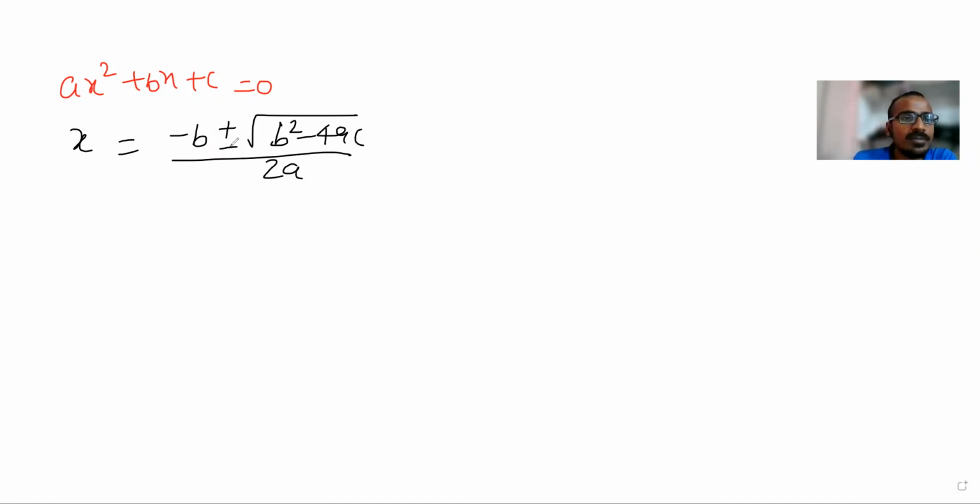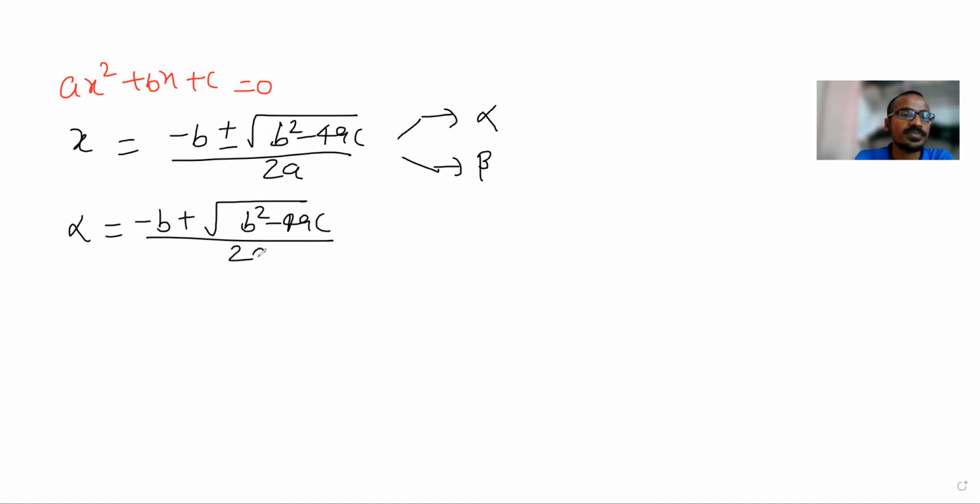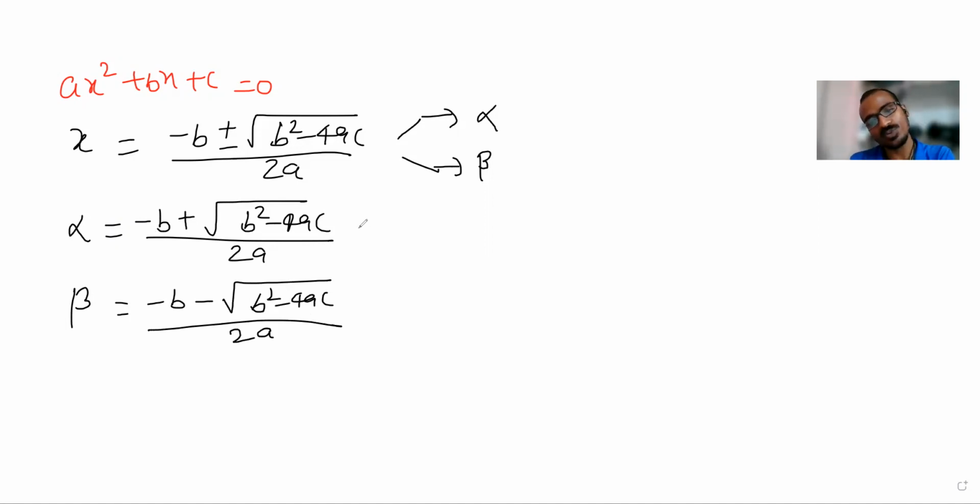Here we are getting two signs. When we take plus, we will get one root, and when we take minus, we will get another root. Hence we are going to obtain two roots, let's say alpha and beta. Alpha is equal to minus b plus under root of b square minus 4ac by 2a, and the other root beta is equal to minus b minus under root of b square minus 4ac by 2a.